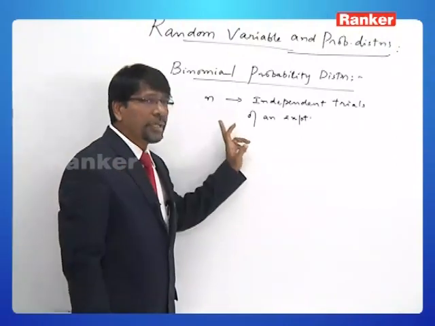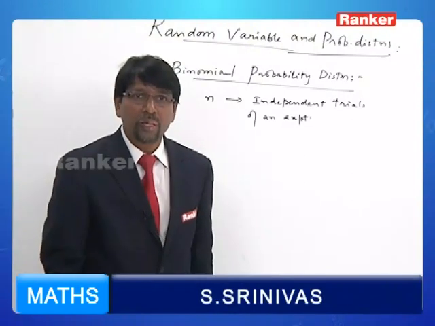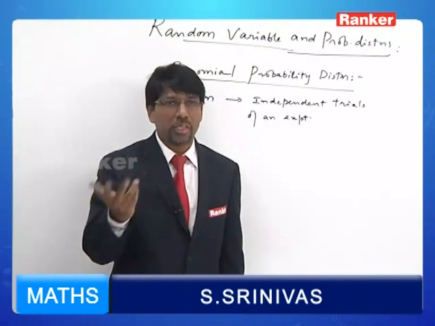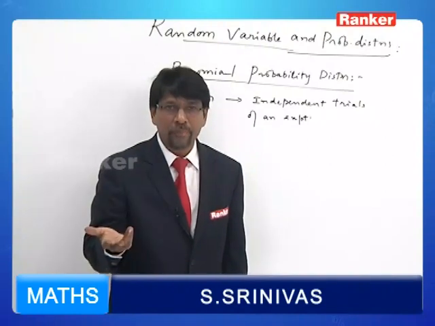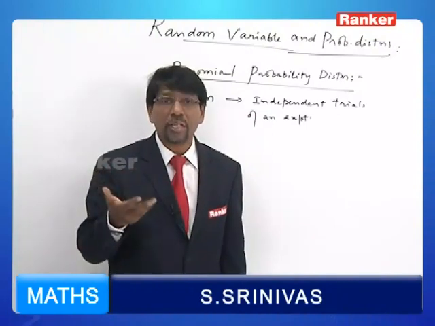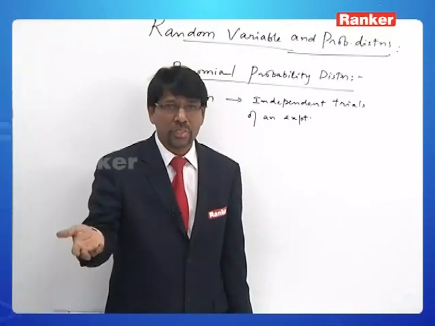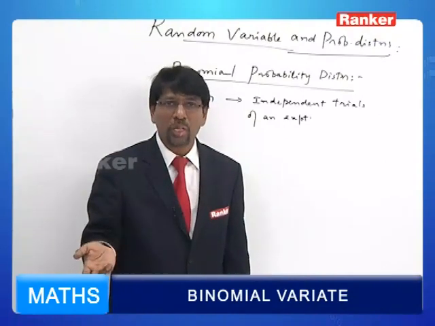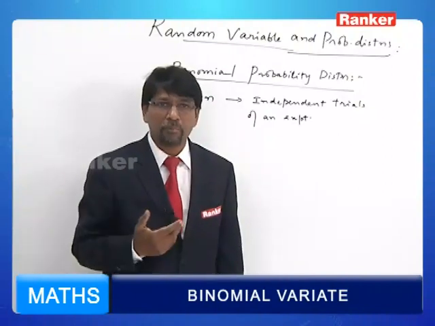Let us consider n independent trials of an experiment. For example, tossing a coin n times. In each toss it gives rise to a head or a tail. Suppose occurrence of a head we treat as a success, and these trials are all independent in the sense that the chance of getting a success in a particular trial remains the same in all the trials. That doesn't change with any number of trials you conduct of that experiment, that is, tossing a coin. The probability of success, that is getting a head, remains the same.